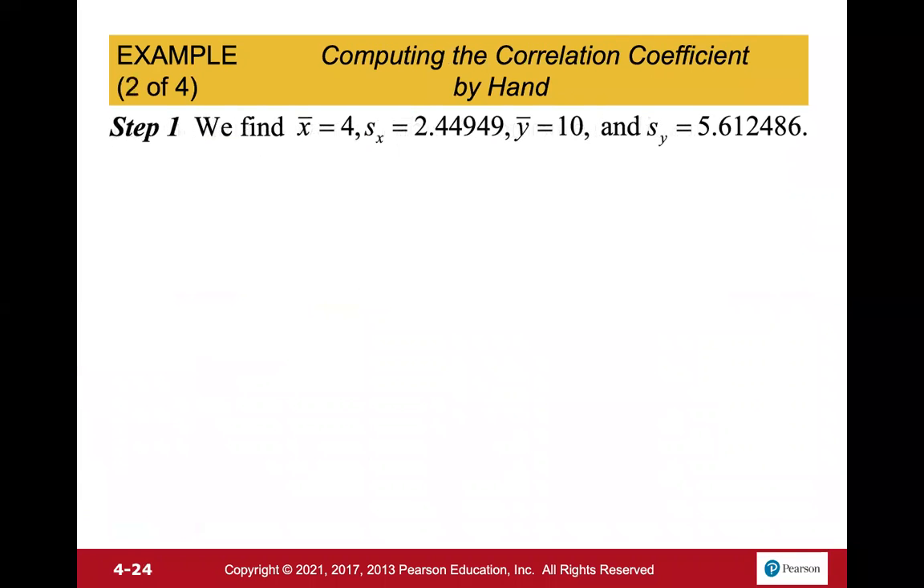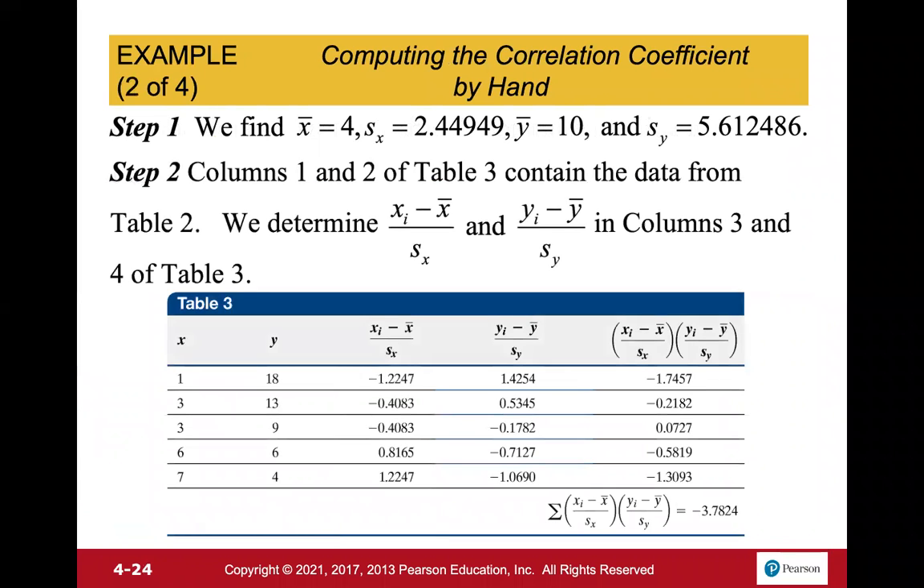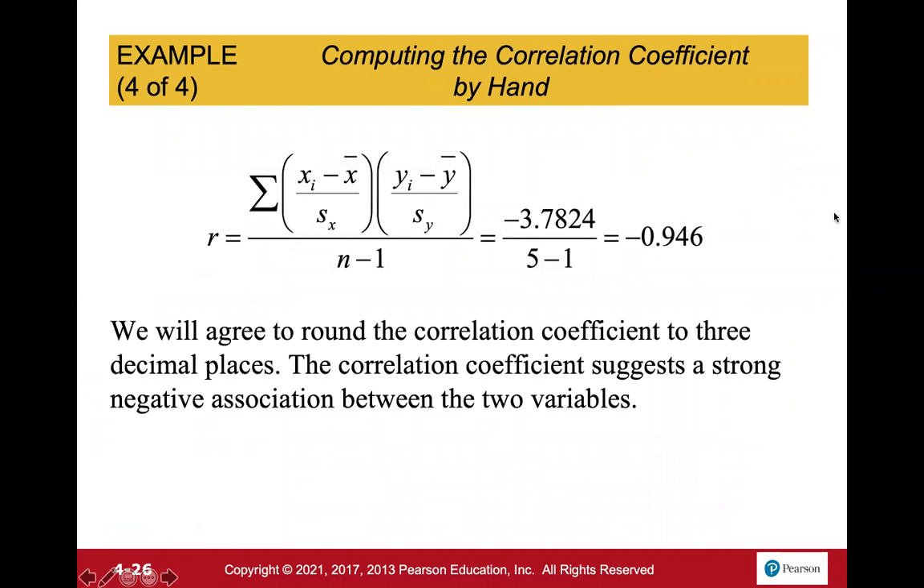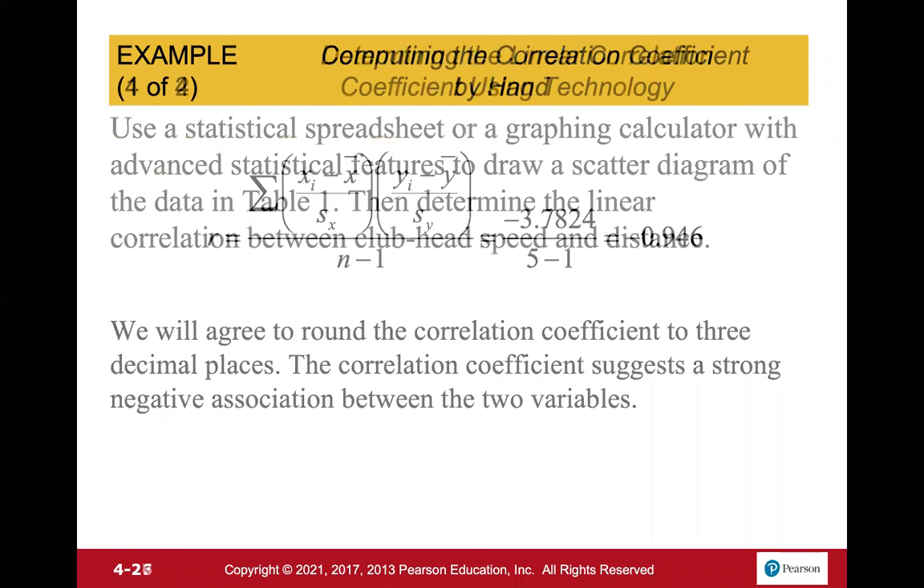And now with this, they showed all the steps that they took to find these values. Divided by n minus 1, we got this value here. So we will agree to round the correlation coefficient to about 3 decimal places. And we'll see why in a couple of slides. So the correlation coefficient suggests strong negative association. Strong because it's really close to 1, so 0.946. And negative because it has that negative number in the front. So the correlation coefficient suggests a strong negative association between the two variables.